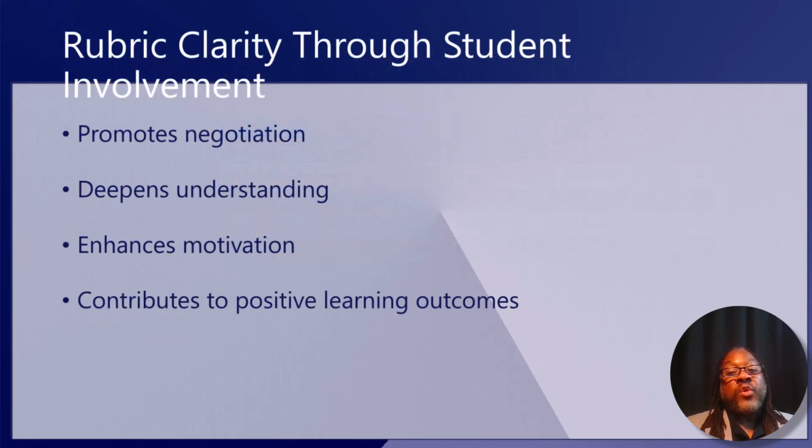One effective strategy for improving rubric clarity is involving students in the rubric development process. According to Chan and Ho 2019 and Gaffer et al. 2020, student participation promotes negotiation, deepens understanding, enhances motivation, and contributes to more positive learning outcomes. Kilgore et al. 2020 supports this perspective, reporting that in a co-creation experiment, students significantly improved comprehension of rubric usage while fostering a sense of ownership in their learning journey.